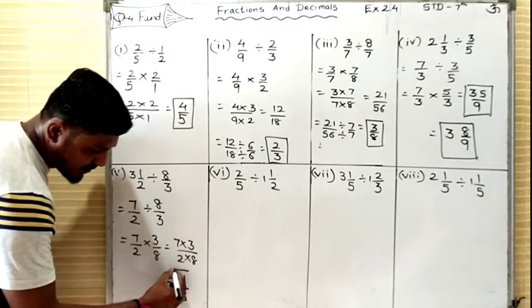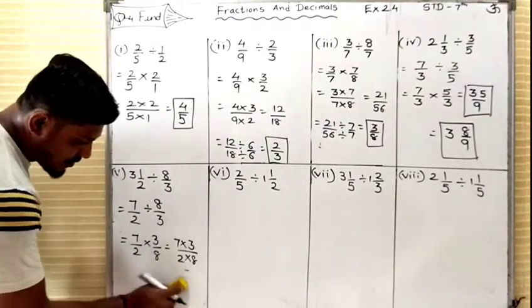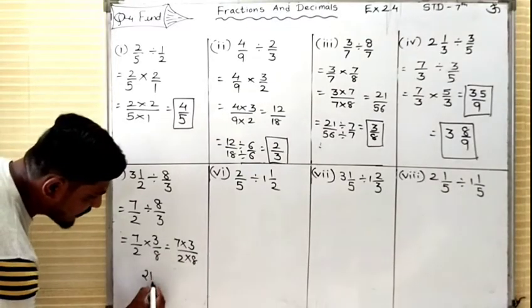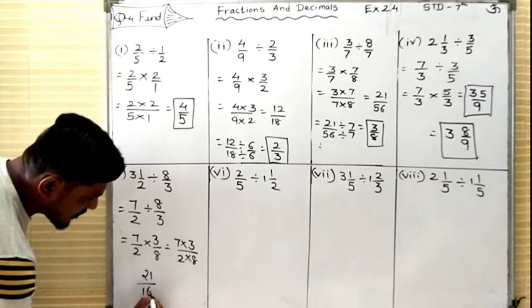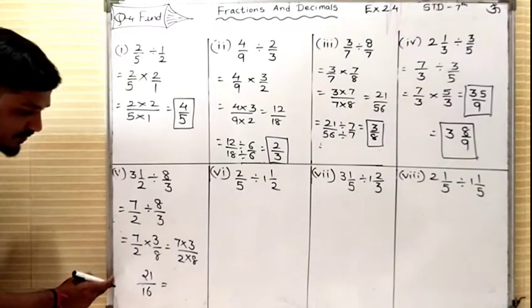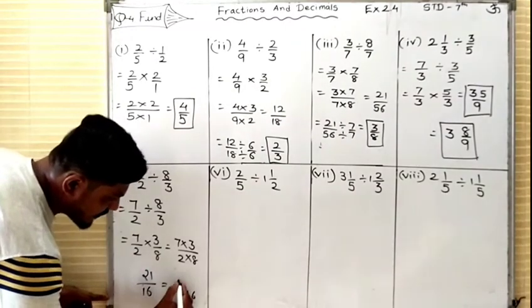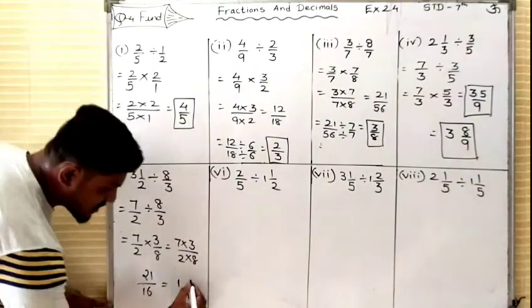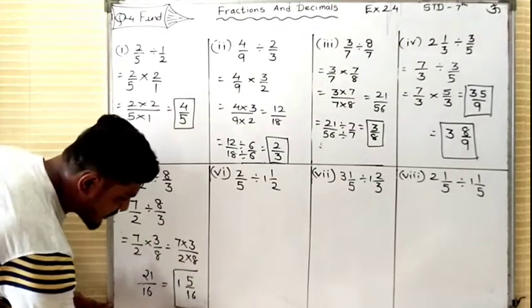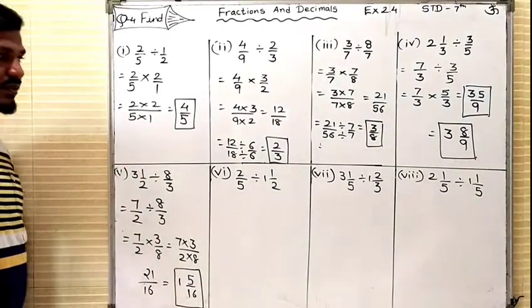Nothing is common. So here also now 7 3s are 21 and 2 8s are 16. So what you will do? This is an improper fraction. Convert it to mixed fraction. 16 1s are 16 plus 5. That is 21 by 16.